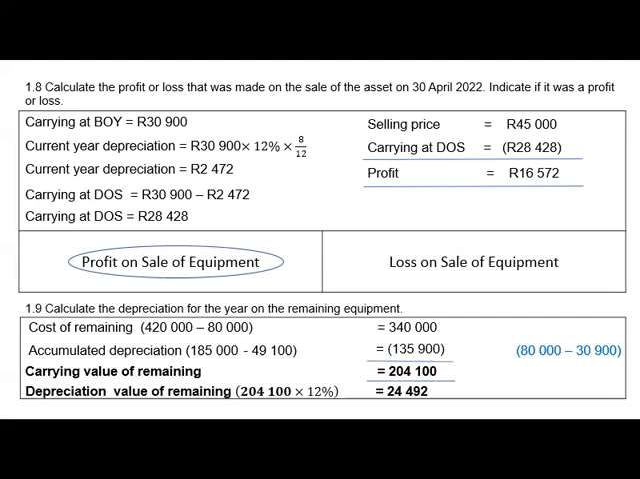I've made videos on tangible assets. You can go to my page and check them out. I hope I helped you understand question 1C. This is the IEB 2022 November exam.